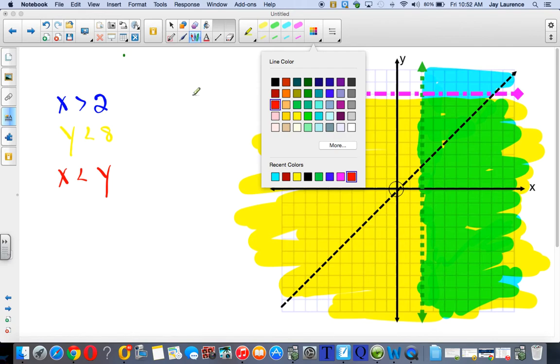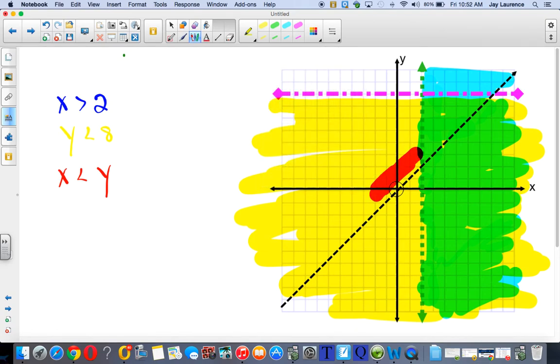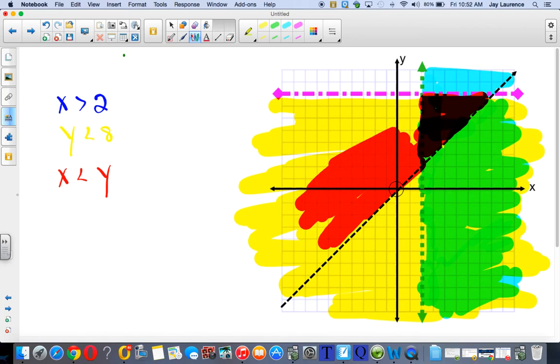Let's see. Can't use the origin. How about if I use the point 1, 3? 1 is less than 3. X is 1, and 1 is less than 3, so that point needs to be in the shaded region, so I'm going to shade everything above. Now it's not turning orange there, but you can see how this green region turned this ugly black. That is your solution, that black triangle piece.